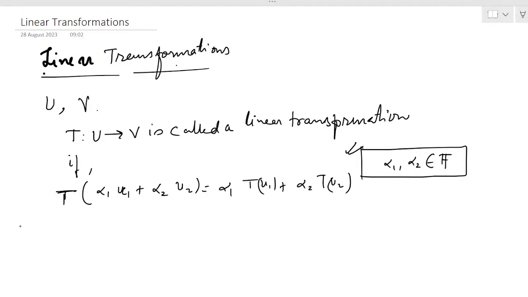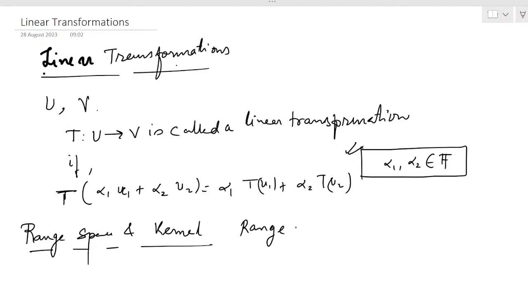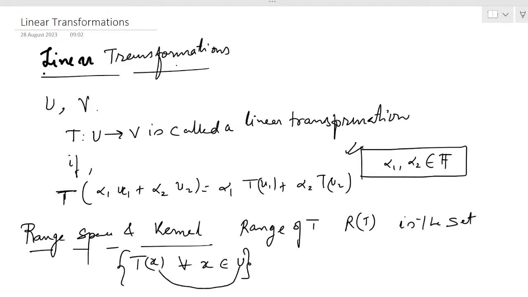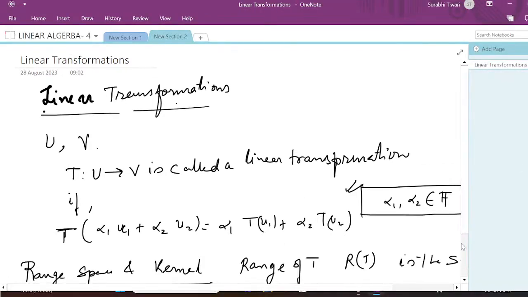Sorry. We have seen what the range space is, and we have seen what the kernel is. The range of a linear transformation T, denoted by R(T), is the set of Tx for all x belonging to U. So you take all the elements from the set U, plug them into this transformation, and you get this image set of T under U, which is called the range set. I hope this is clear to you.